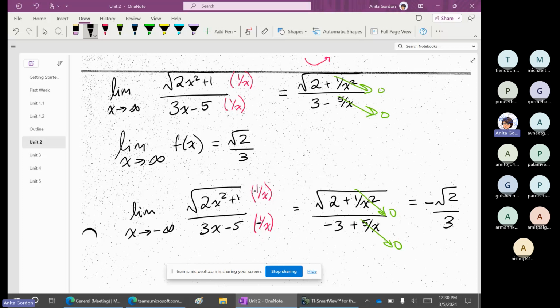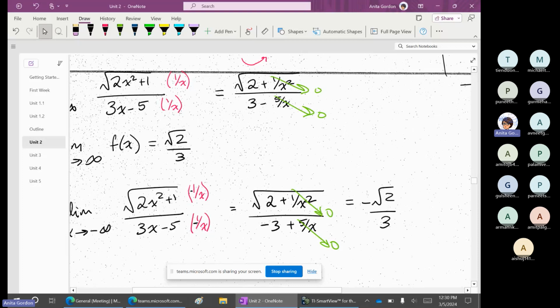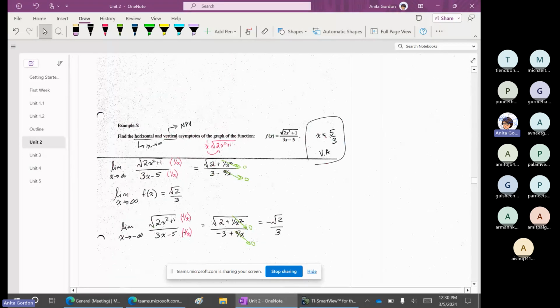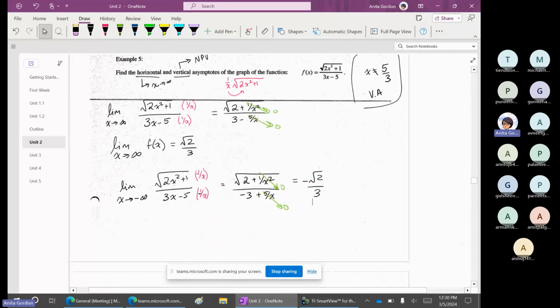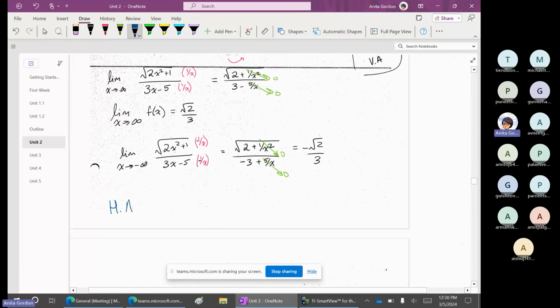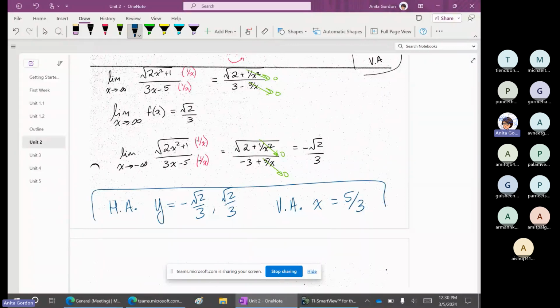Strategies. Okay, so we have 2 horizontal asymptotes and 1 vertical one. So let's write a concluding statement. Horizontal asymptotes: y is negative root 2 over 3 and positive root 2 over 3. And the vertical asymptote is x equals 5/3 for this graph.